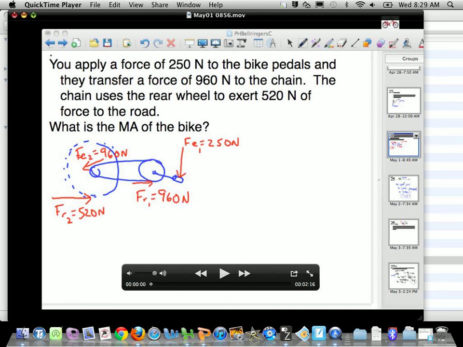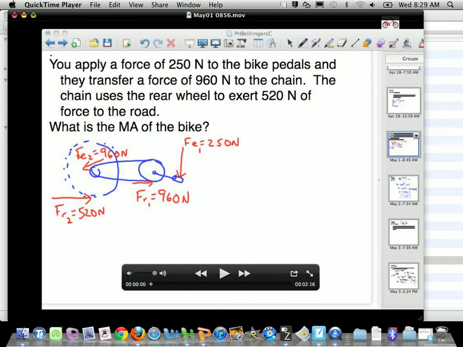Okay, for this problem, it says you apply a force of 250 newtons to the bike pedals, and they transfer a force of 960 newtons to the chain. The chain uses the rear wheel to exert 520 newtons of force to the road. What is the mechanical advantage of the bike?